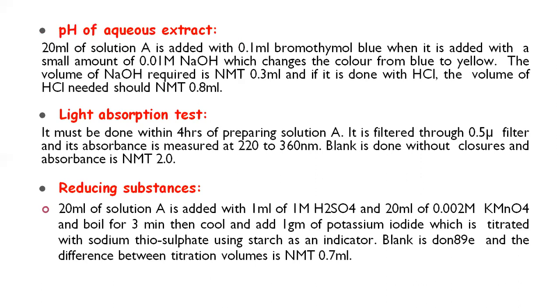Reducing substances. 20 ml of solution A is added with 1 ml of 1 molar H2SO4 and 20 ml of 0.002 molar KMnO4 and boiled for 3 minutes. Then cool and add 1 gram of potassium iodide, which is titrated with sodium thiosulfate using starch as an indicator. Blank is done and the difference between titration volumes should not be more than 0.7 ml.